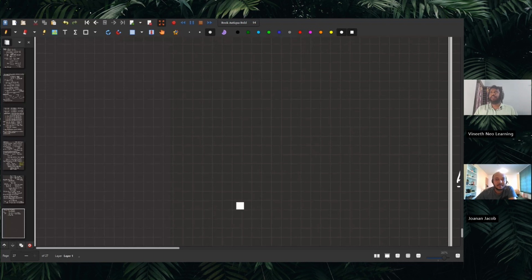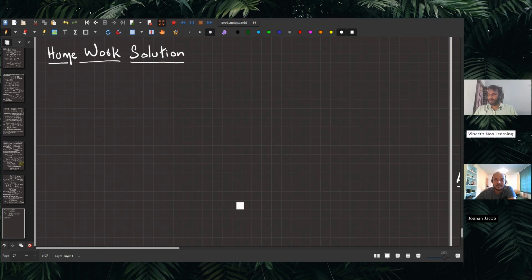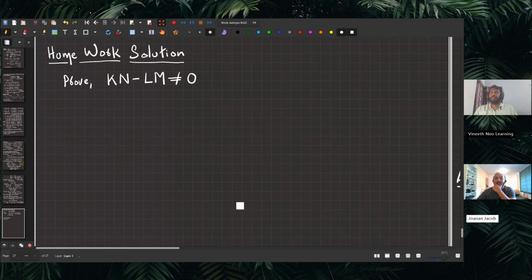Let me write here: homework solution. What was the homework? The homework was to prove that kn minus lm must not be 0, that it's not equal to 0.